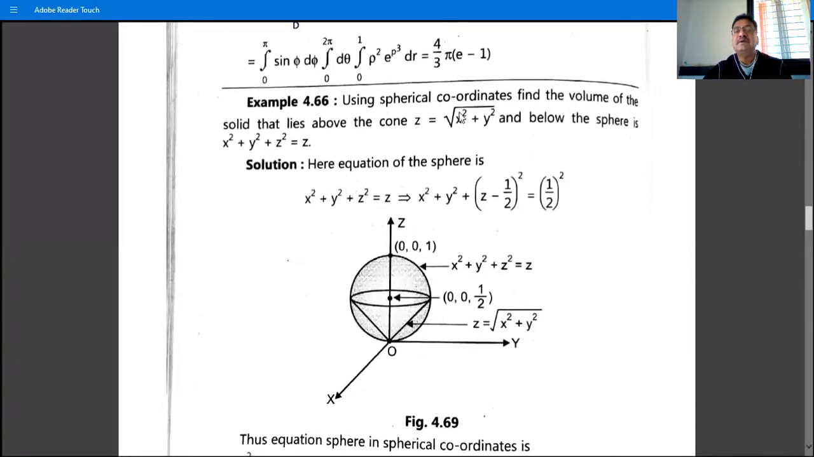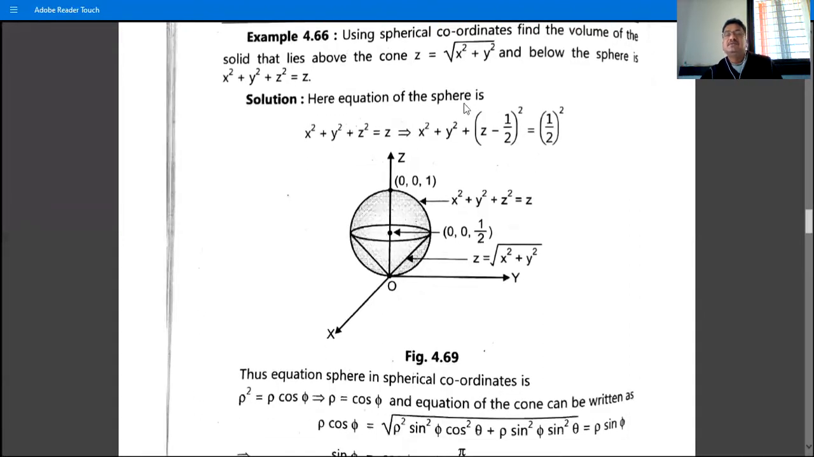So using spherical coordinates, find the volume of the solid that lies above the cone z is equal to root x square plus y square, and below the sphere x square plus y square plus z square is equal to z. Here the equation of the sphere is x square plus y square plus z square is equal to z, that is x square plus y square plus (z minus 1/2) whole square is equal to (1/2) square. So this is in the standard form.